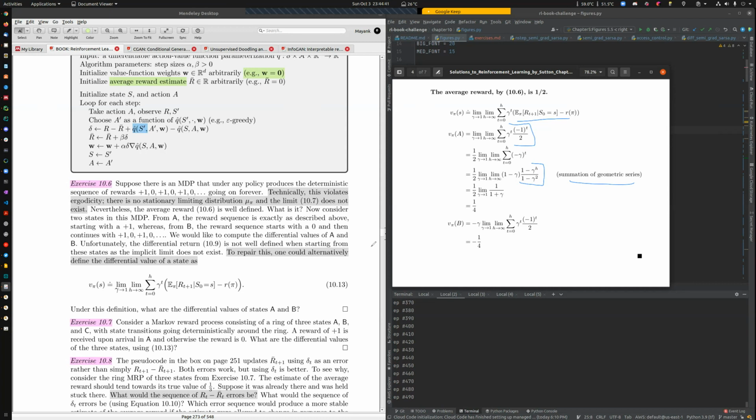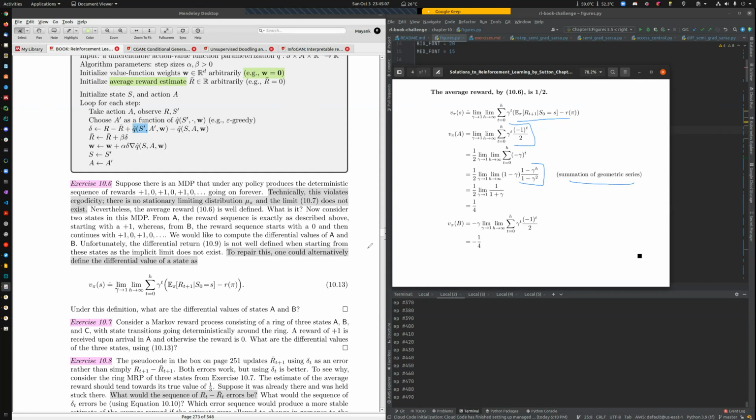And we still have this one half here. Then we take a limit of this expression, and it is obvious we just substitute one for gamma, and we have one half multiplied by one half, and that is one quarter. Cool.